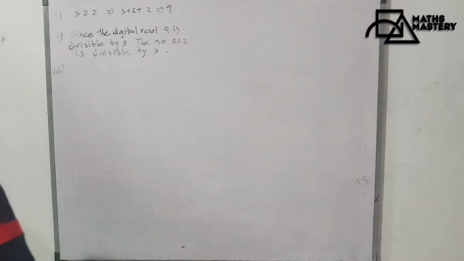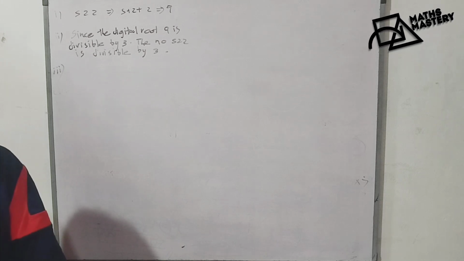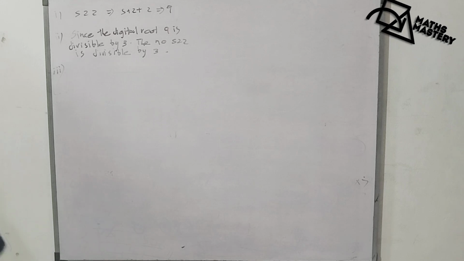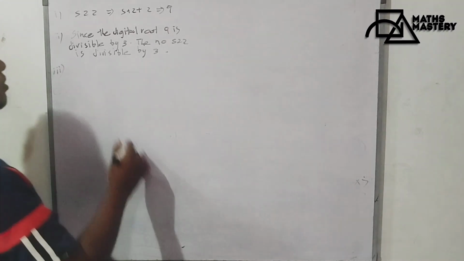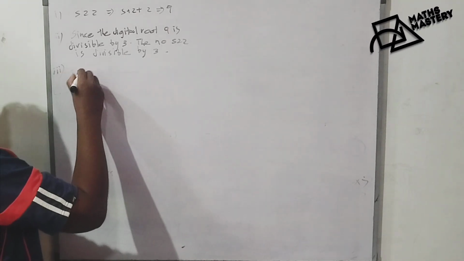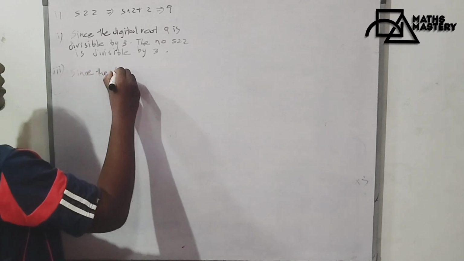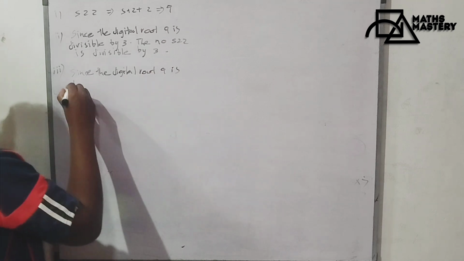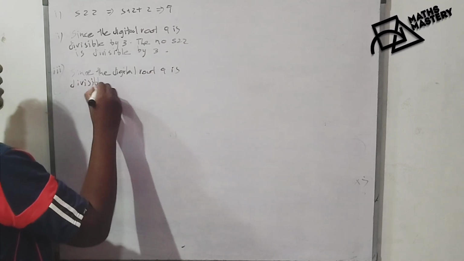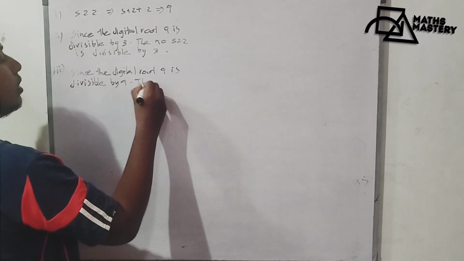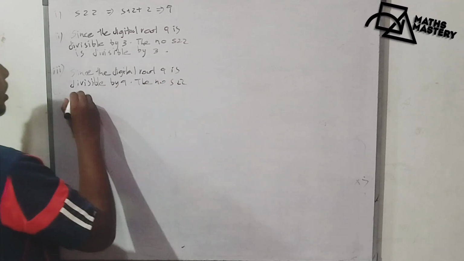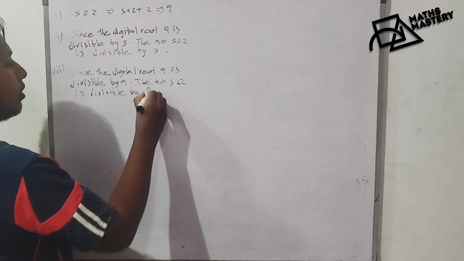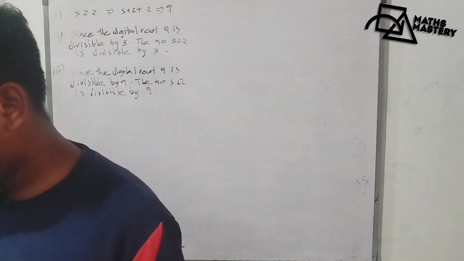Roman number 3: using the digital root, explain why 522 is divisible by 9. Okay, so students, in this also it's the same logic. Since the digital root 9 is divisible by 9, it's not 3 now, it's 9, the number 522 is divisible by 9. Okay, this is the answer. Okay, let's go to the next question.